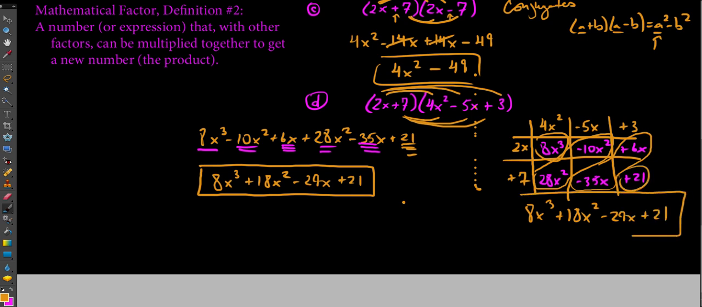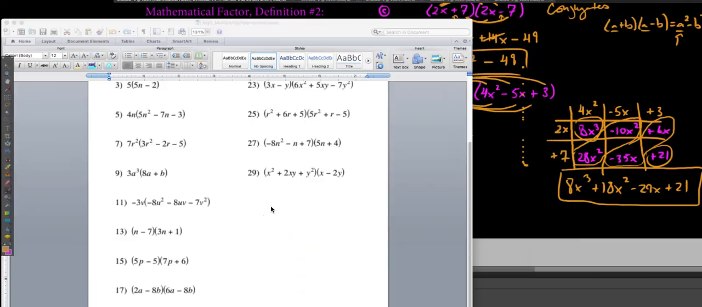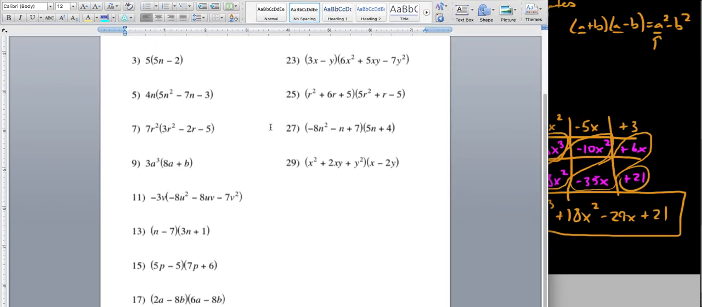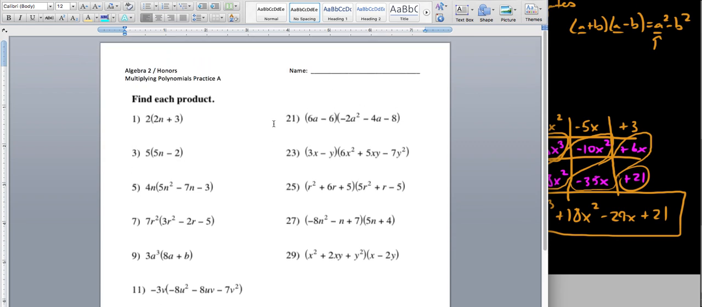So what I'm going to look for you guys to do is to multiply this set of polynomials together here. I'm going to give this to you, and then you guys can send your work back to me. But I want to check out what you got, and then starting tomorrow, we're going to look at some factoring, okay? Cheers.